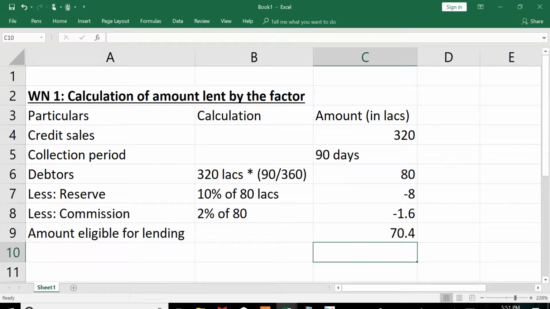The eligible amount itself is only 70 lakhs. Of the 80 lakhs requirement which I have, this guy is not ready to pay me anything more than 70.4 lakhs. He is saying you are eligible to get only 70.4 lakhs. Balance I will have to arrange on my own. Eligibility is only 70.4 lakhs.